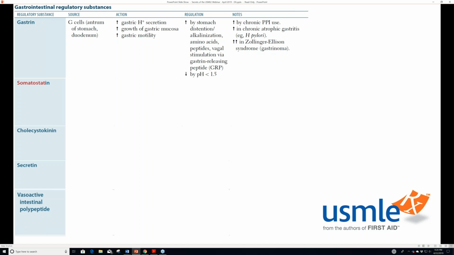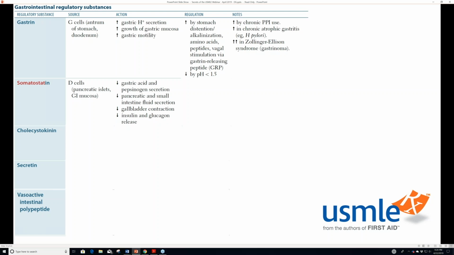So now moving on to somatostatin, which was our correct answer here. Now it's made where again? There you go. It's going to be made in the D cells, and those are in your pancreatic islets as well as your GI mucosa. And its actions are going to be to decrease gastric acid, as well as decrease pepsinogen secretion, and then decrease pancreatic and small intestine fluid secretion, as well as decrease gallbladder contraction, and then decrease insulin and glucagon.